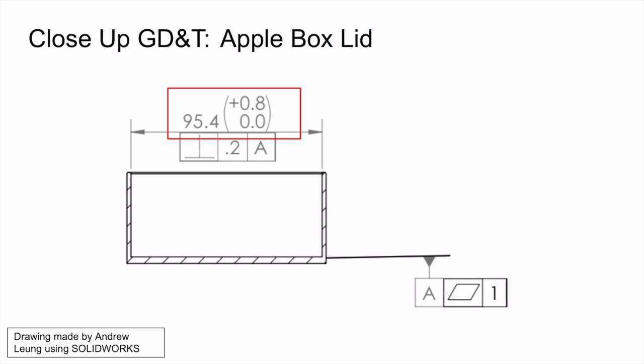The size feature has the upper and lower boundary of 0.8 millimeters and 0 millimeters, which establish the largest and smallest widths allowable. But in comparison to the base, the lower boundary is the most significant, as anything lower than 95.4 millimeters will cause interference with the bottom base.